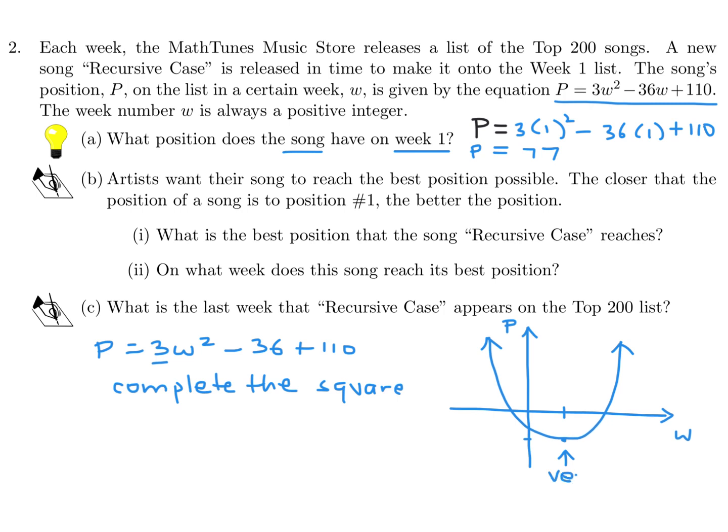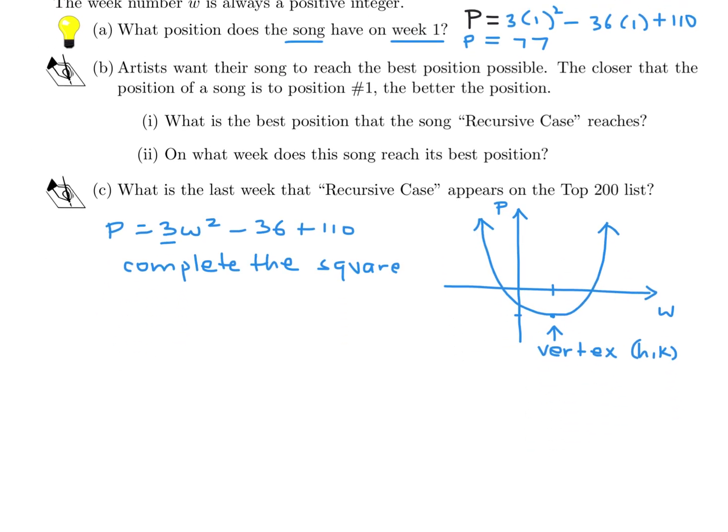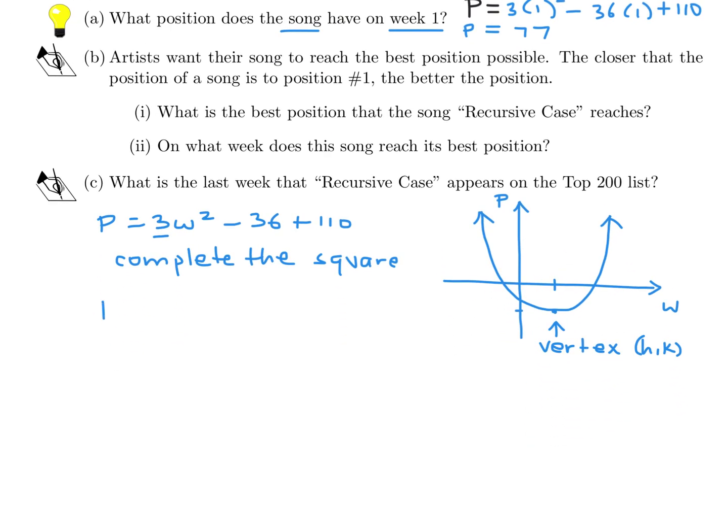You find this vertex, and it'll be of the form (h, k). And then that's it. So let me complete the square and show you. I first factor out that 3, and that will give you 3(w squared minus 12w), and then put the 110 out here. And then from there, we have to take half of this guy and square it.